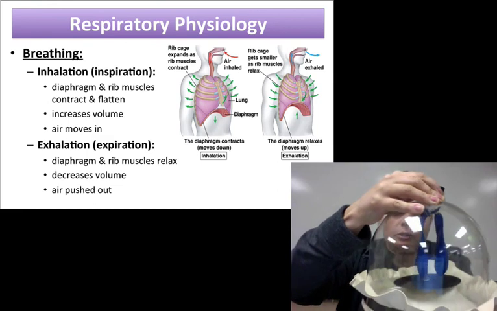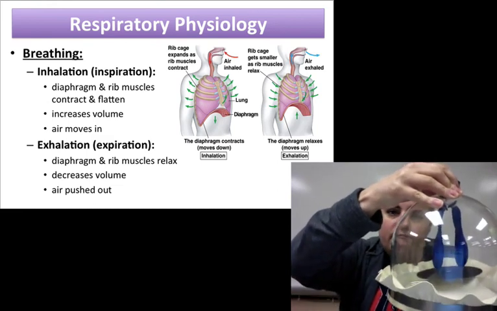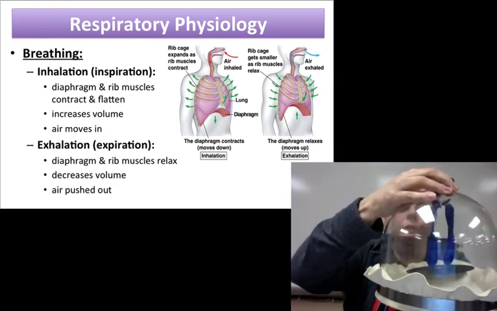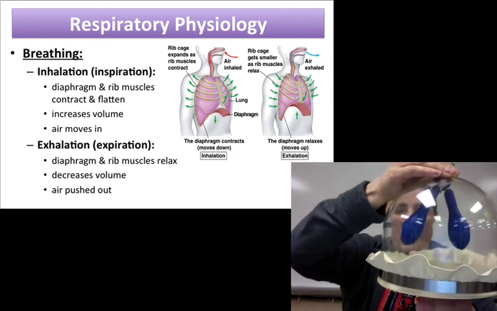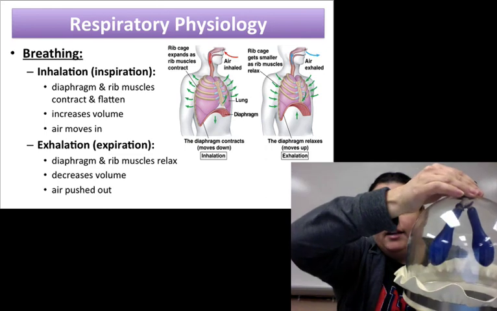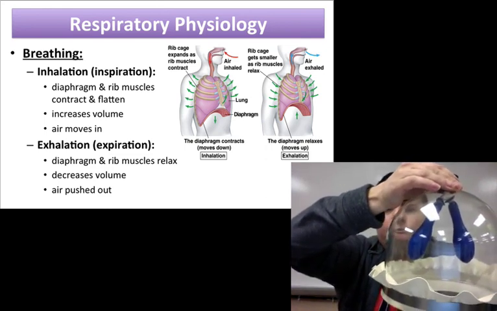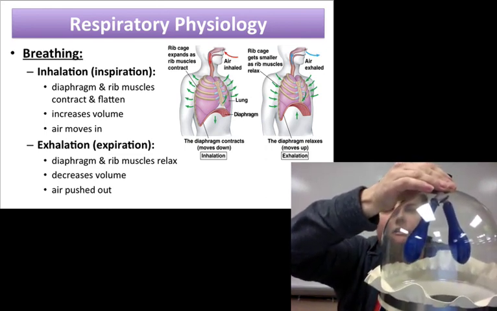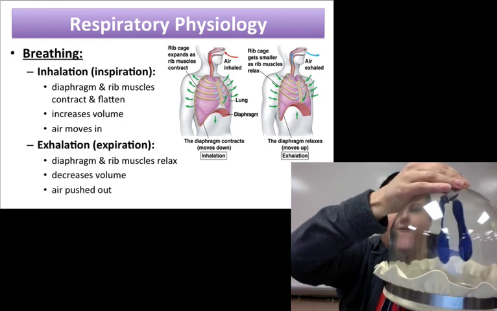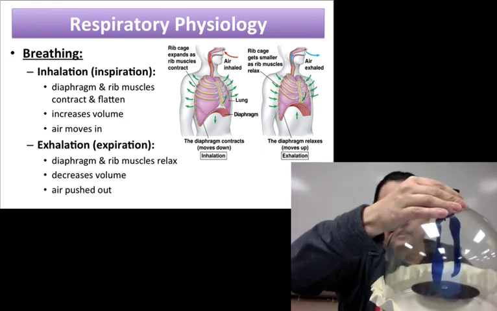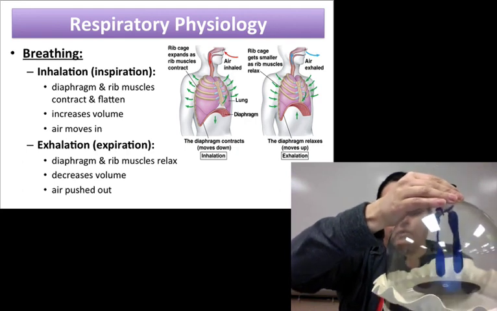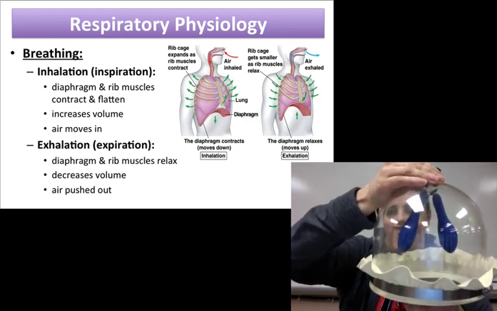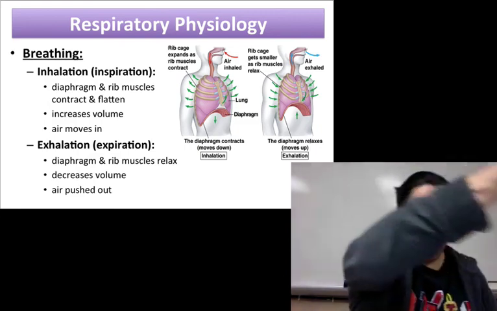There's always residual air in your lungs. All the air never leaves. And then when your diaphragm contracts and comes down, it increases the volume, and it helps pull in air, and the lungs inflate. So relaxation, exhaling; contracting, inhalation, breathing in. So hopefully you could see that, and that makes sense.